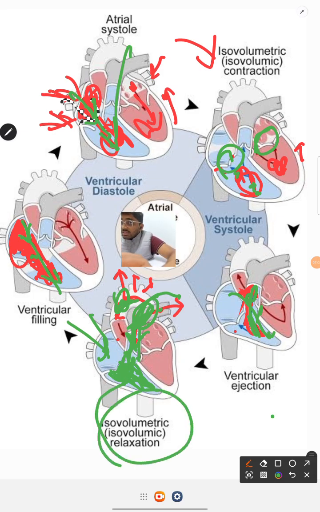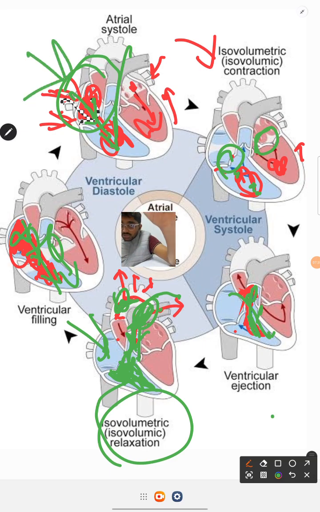The next stage is isovolumetric relaxation. After that, the atrial pressure is more than the ventricular pressure, so that will cause a gush of blood into the ventricle. Now 70% of the blood has moved into the ventricle, and 30% of the blood is still remaining in the atria. That will cause the active contraction of the atrial systole. So the cycle repeats again.